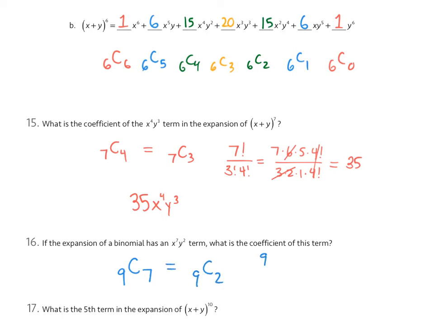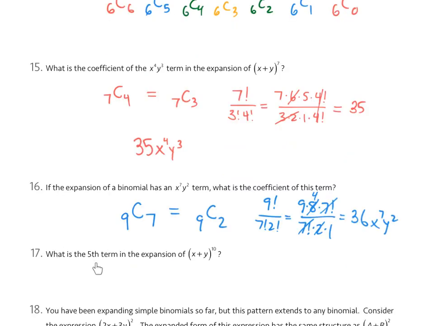I can calculate it by doing 9 factorial over 2 factorial 7 factorial, or 7 factorial 2 factorial. 9 factorial is 9 times 8 times 7 factorial, and then the 7 factorial in the denominator will cancel out with the 7 factorial in the numerator. 2 factorial is 2 times 1, and 8 and 2 can be simplified. 8 divided by 2 is 4. That leaves 9 times 4 in the numerator, which is 36. So the coefficient of the x to the seventh y squared term would be 36.